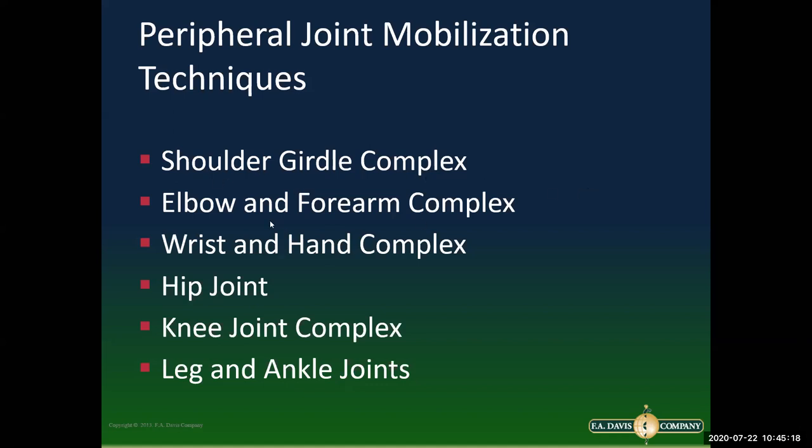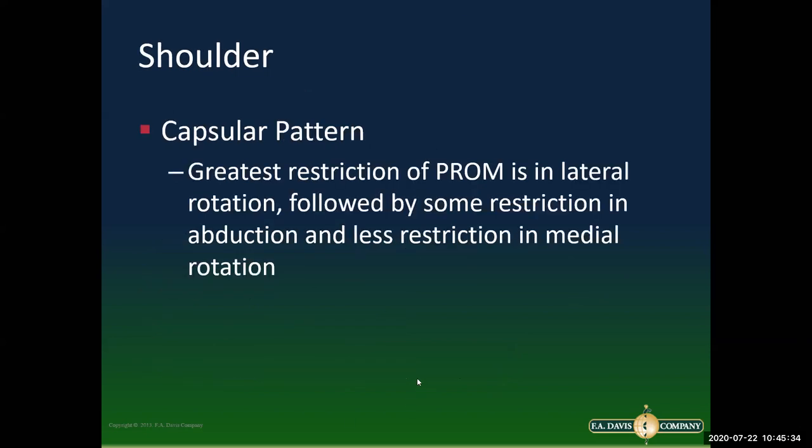There's shoulder girdle motions. There's elbow and forearm, wrist and hand. The wrist and hand mobilizations are some of the most complex, to be 100% honest. Same thing with the foot. We don't talk a lot about it, but I'll show you a quick J-mob then for the cuboid. The hip joint, knee joint, and the ankle. So we're talking about it.